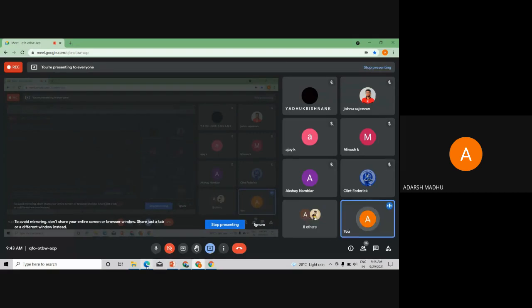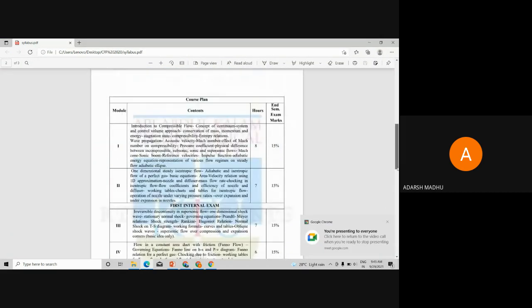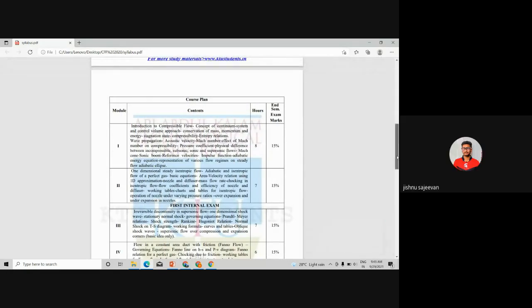Then I will show you the syllabus first for CFF. As I said, you are dealing with three core problem papers in this semester: CFF, RAC, and DME1. CFF, compressible fluid flow, is similar to our HMT in the sixth semester.